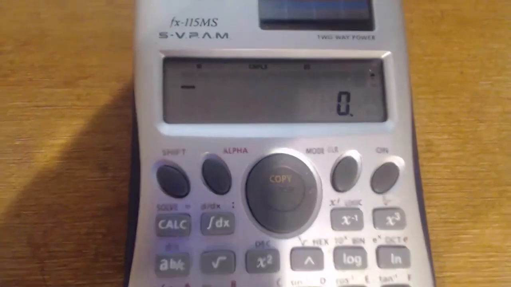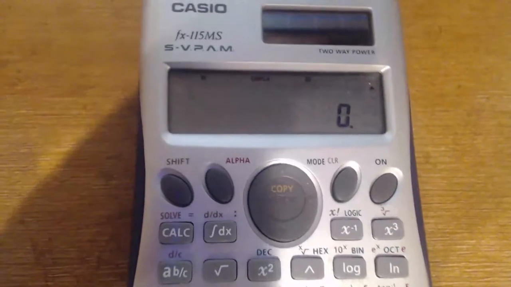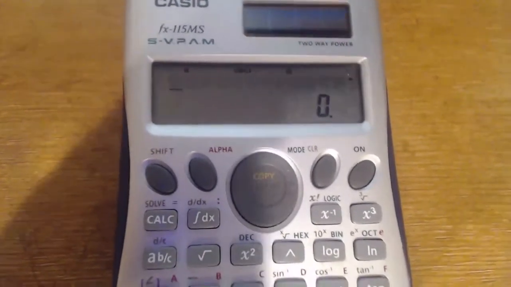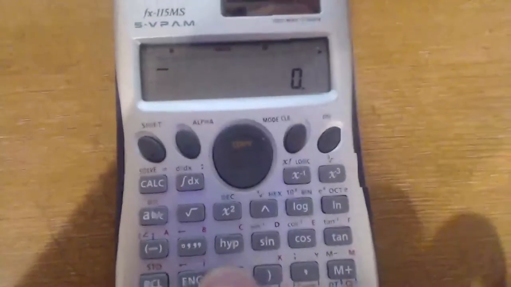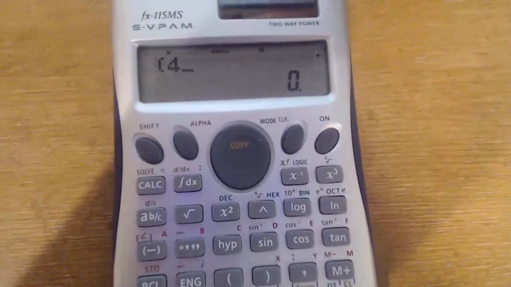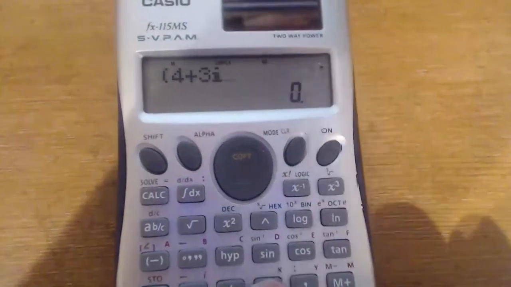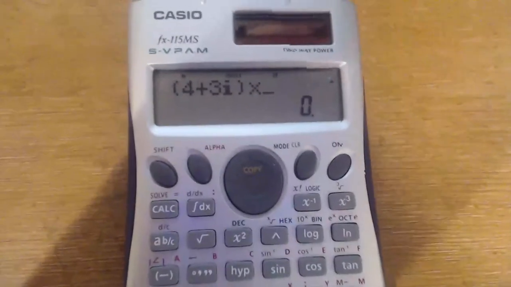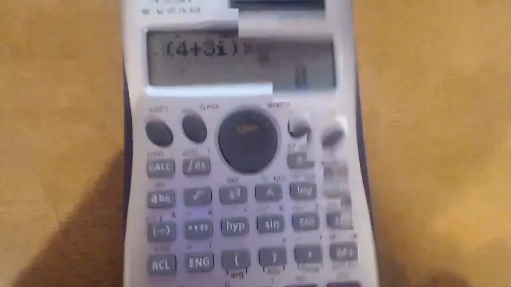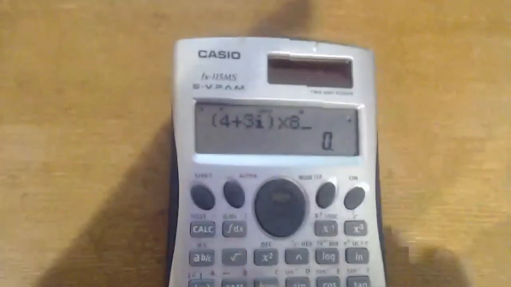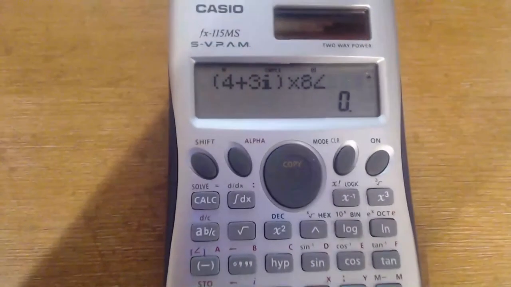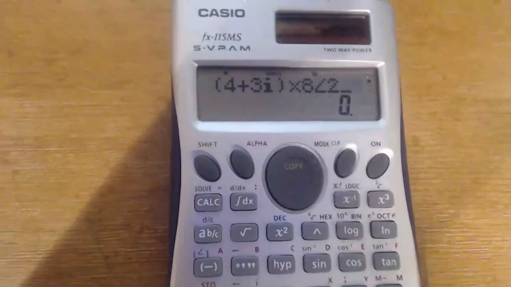The nicest thing about complex numbers on this calculator, though, is that you don't have to convert everything to polar form or everything to rectangular form to add them or subtract them or multiply them. You can add them or subtract them or multiply or divide in what we call mixed mode. So for example, I can take a complex number in rectangular form, 4 plus 3i. I can multiply that by a complex number in polar form, 8 shift at an angle of, let's do 25 degrees.